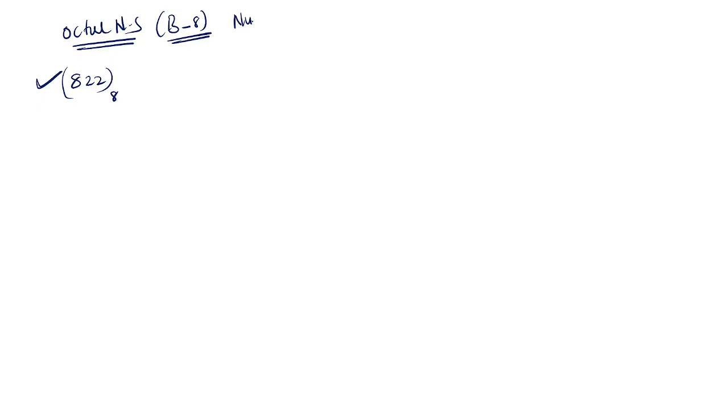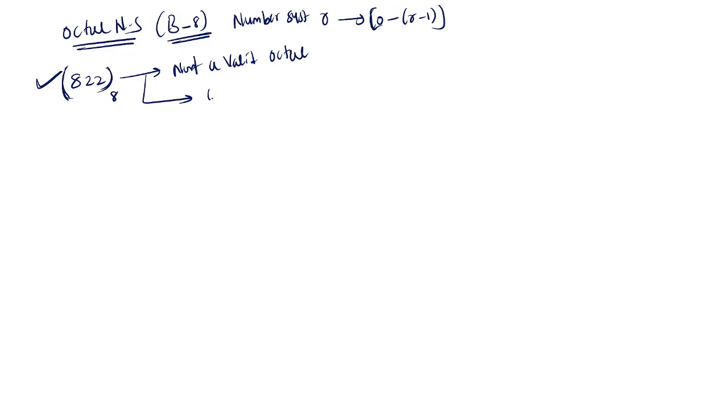Any number system having radix r has the range 0 to r minus 1. So if during the conversion they ask you to convert this octal to decimal, the interviewer will understand that you don't know the range. You need to say it is not a valid octal. Why? Because the range is 0 to 7 only, but you have 8. This is one interview question.